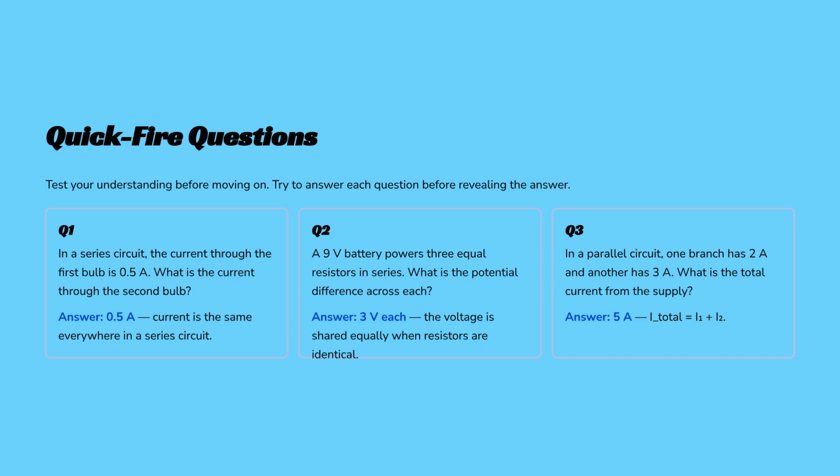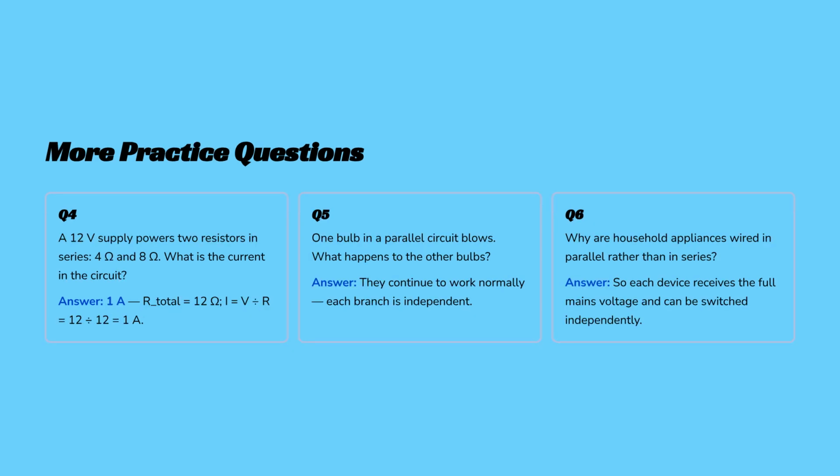If current is 0.5 A in a series circuit, what is it through the second bulb? It's 0.5 A. If a 9 volts battery powers 3 identical resistors, what is the voltage across each? It's 3 V.